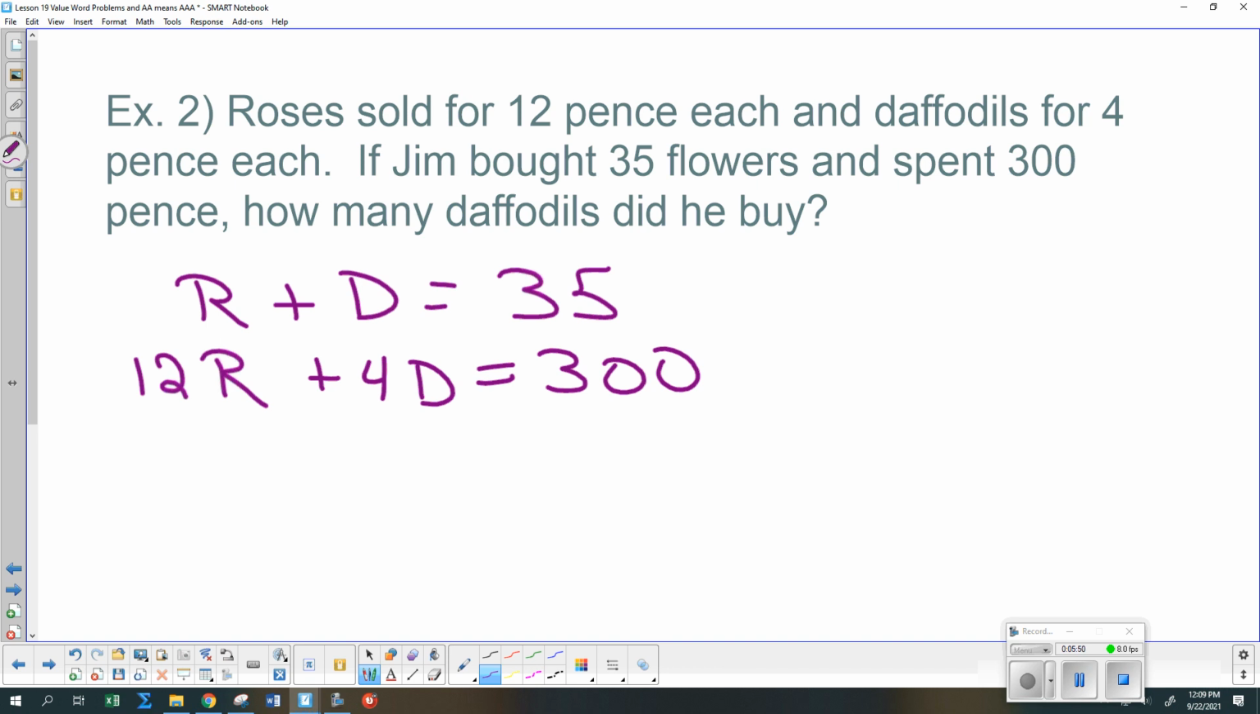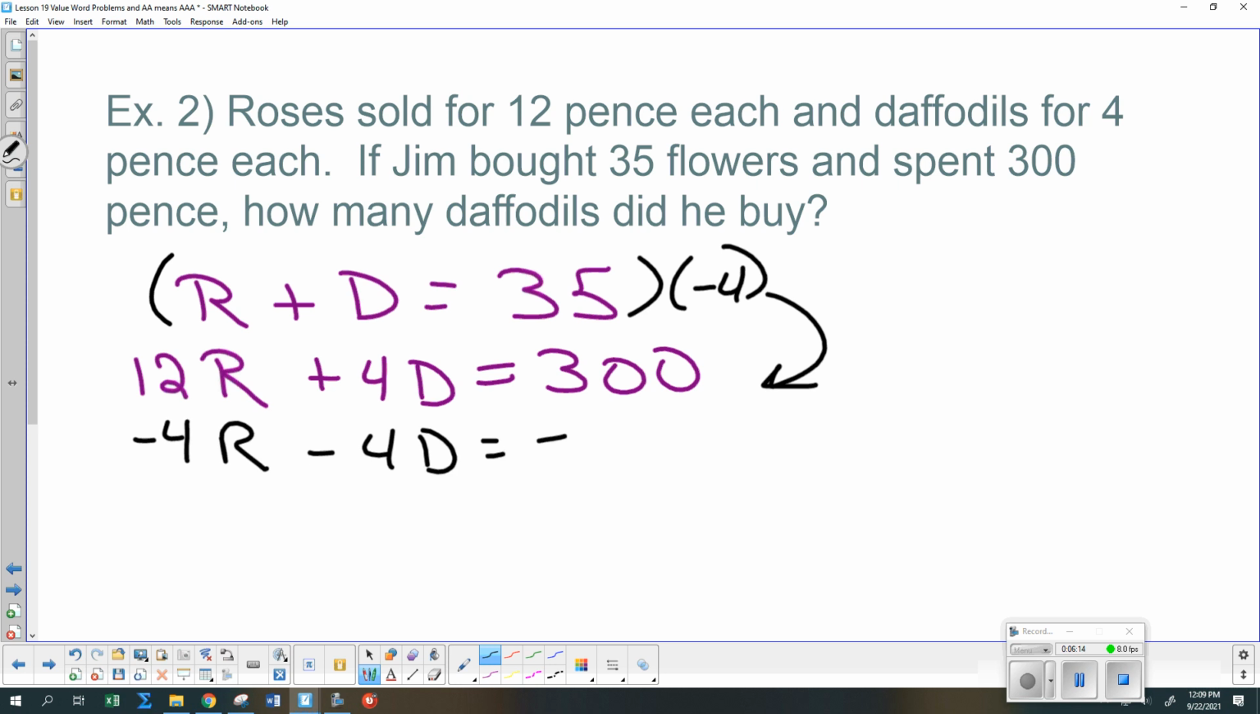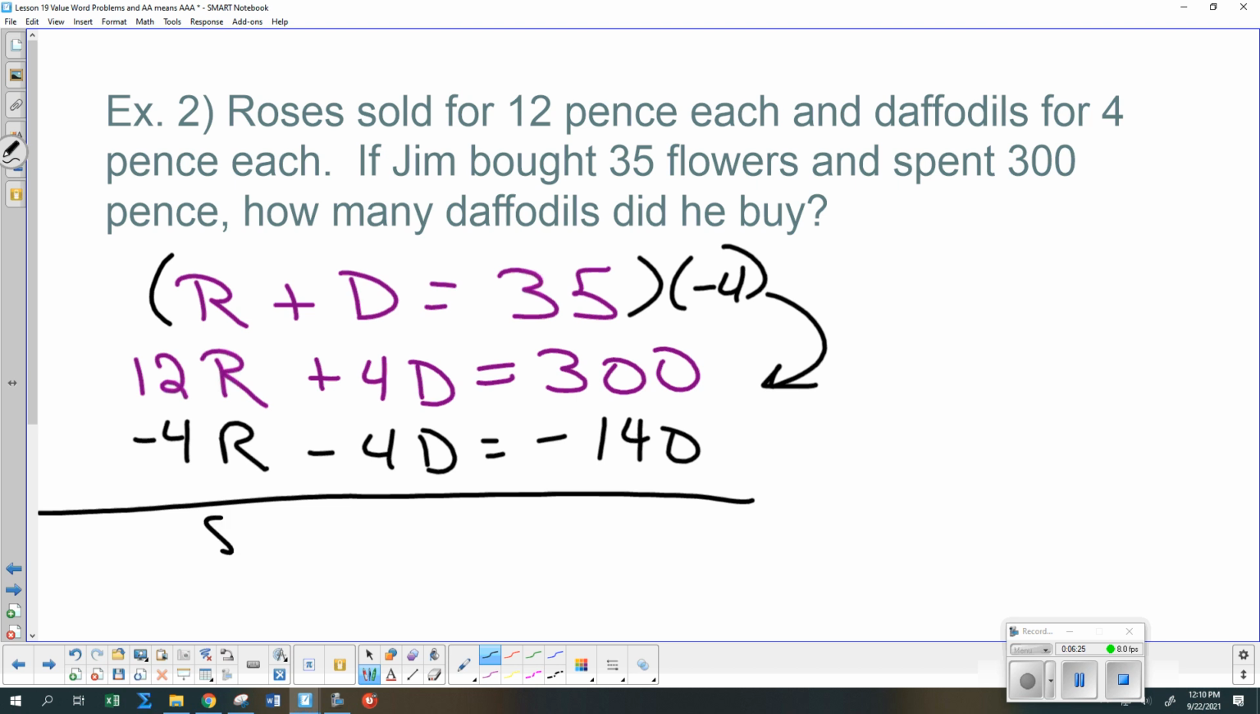And let's do elimination on this since we just did substitution on the other one. You guys okay if I multiply by -4? I'd rather multiply by -4 than by -12. So if you let me multiply the top one by -4, it becomes -4R minus 4D, which is negative, let's see, 2 times 35 is 70, times 2 is 140. Put those together, 8R is 160.